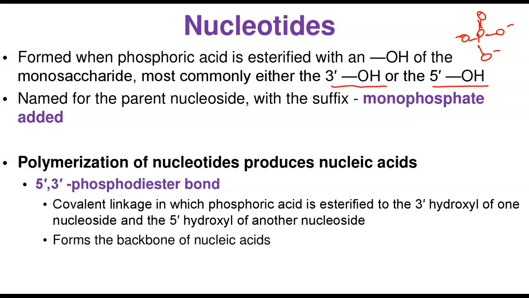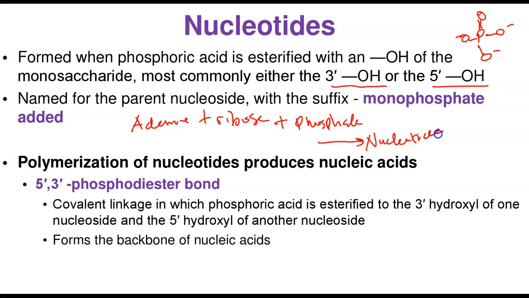So if you want to make a nucleotide, remember earlier I said if you have an adenine plus a ribose sugar, we call this adenosine. If you add a phosphate, what is going to be the name? This is what we call a nucleotide. And this nucleotide is called adenosine monophosphate because the phosphate is one. So you just add a suffix to it.